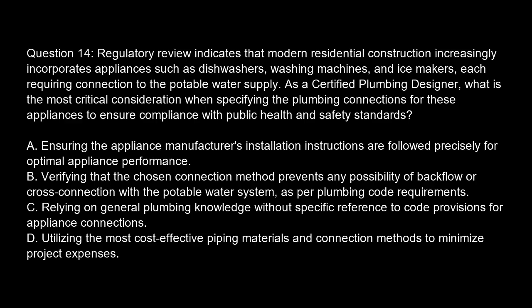Option A. Ensuring the appliance manufacturer's installation instructions are followed precisely for optimal appliance performance. Option B. Verifying that the chosen connection method prevents any possibility of backflow or cross-connection with the potable water system, as per plumbing code requirements. Option C. Relying on general plumbing knowledge without specific reference to code provisions for appliance connections. Option D. Utilizing the most cost-effective piping materials and connection methods to minimize project expenses.